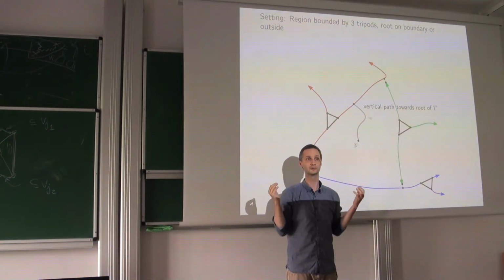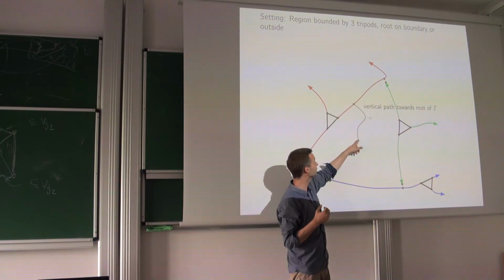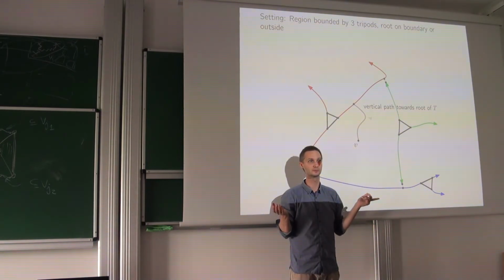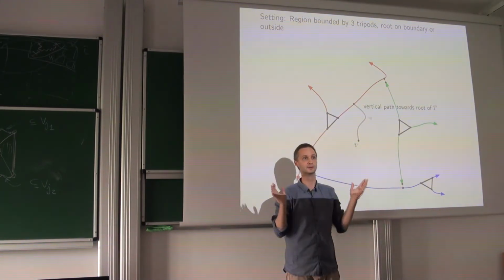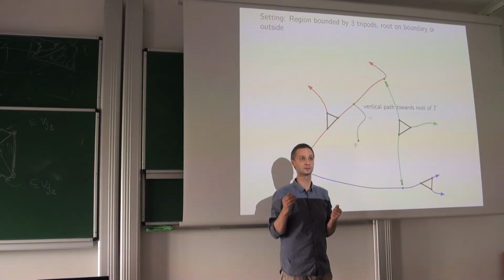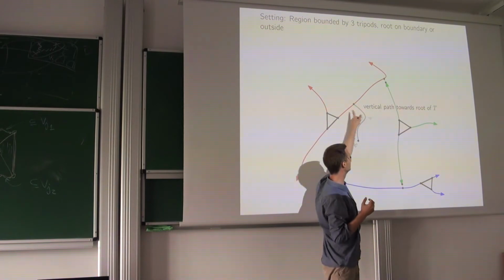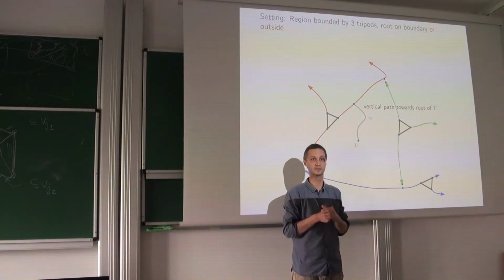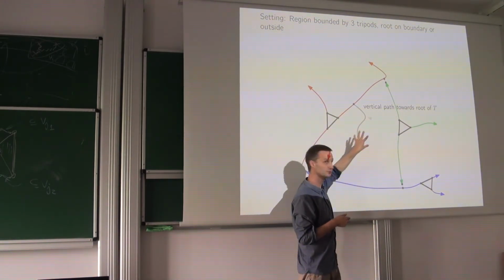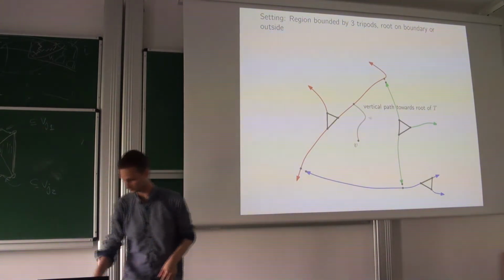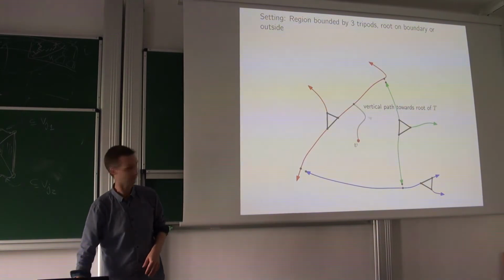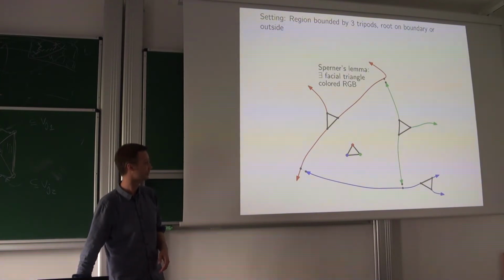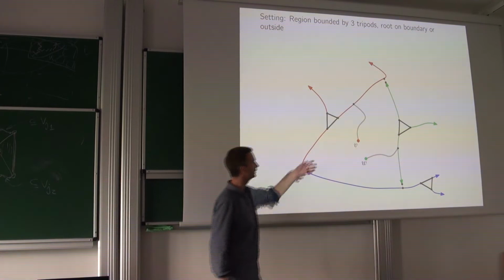But the root is drawn on the other face. So when I look at that vertical path, I'm bound to hit the boundary cycle at some point. Maybe the root is there, maybe it's somewhere else, I don't know. But I will hit the boundary cycle at some point, and I will hit it either in the red or green or blue section. According to which section I hit, I color that vertex accordingly. So this is a way to assign a color to each vertex inside. In this case, I color this one red. Maybe this vertex will be colored green, etc. So every vertex inside is colored red, green, or blue.